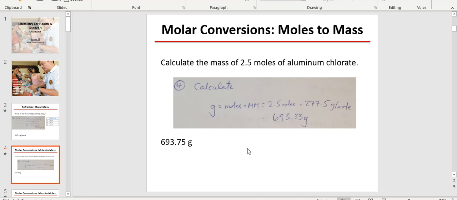What is he asking me? Well, in this question here, he's asking, calculate the mass. So he's looking for grams. Ding, ding, ding.